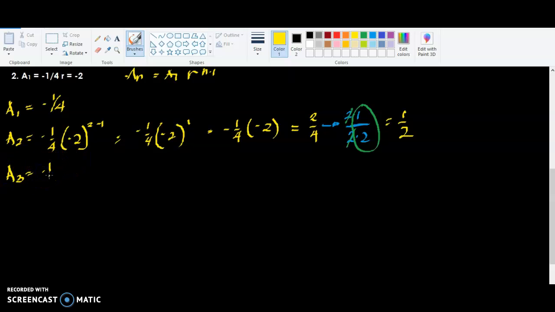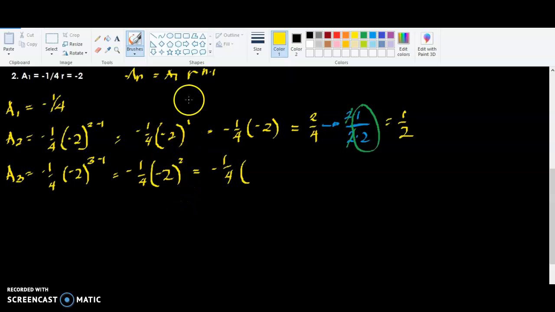The third term, a sub 3 is negative 1/4 times negative 2 raised to 3 minus 1, that is equal to negative 1/4 times negative 2 raised to 2. Again, trivia. Any negative number raised to an even number is still positive. Why? Because we're just multiplying it to itself. So, negative times negative is positive. So, negative 2 times negative 2 is positive 4. Correct? Yes. And since we're just multiplying, 1 times 4, we have 4 over 4. Again, any number divided by itself is equal to 1. Therefore, the third term is equal to 1.